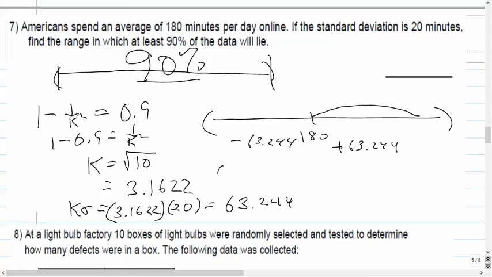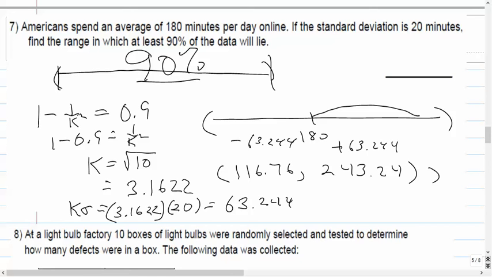And my interval is going to be 116.76, comma, 243.24. Assume I did my math right. The logic's correct, but maybe the math, but I think the math is right.